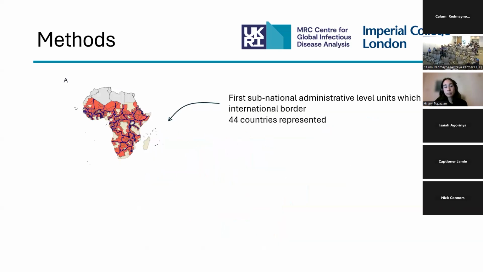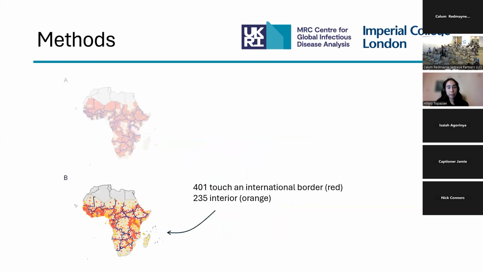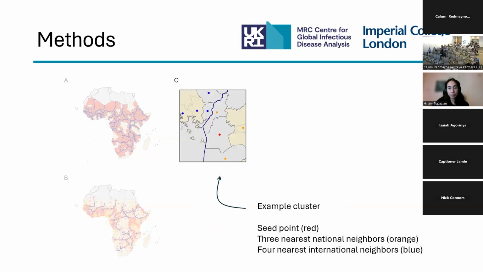real life? So we started by identifying all the first subnational admin level units in malaria endemic sub-Saharan Africa. And there are 44 countries represented which touch an international land border. And then we classified all these admin units into countries which touch a border, which are shown in red, and then ones which were in the interior of a country, which are shown in orange.